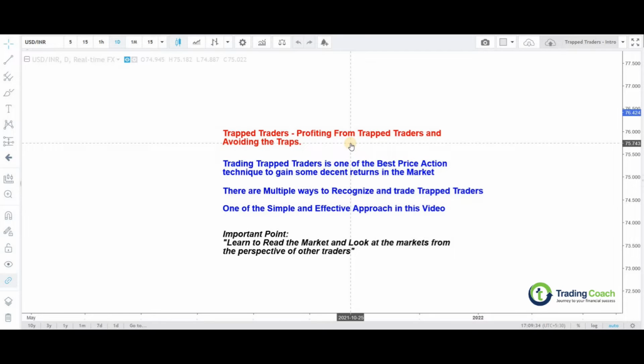Before we look at the charts, here are a few things I would like to point out. Trading trapped traders is one of the best price action techniques to gain some decent returns in the market. If you want to find good profitable trades, you need to look for market traps. If you're already familiar with price action, you know that there are multiple ways we can recognize and trade trapped traders. There is not just one approach, but multiple approaches through which we can identify people who are trapped in the market and take advantage of them.